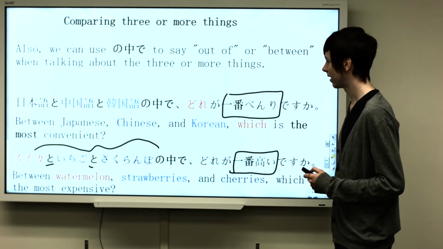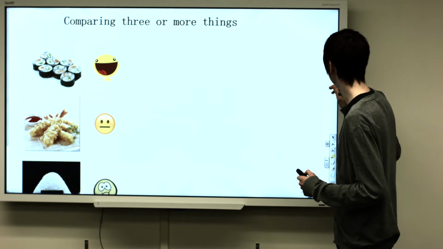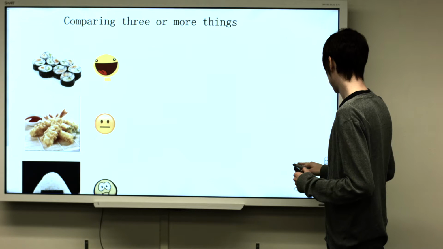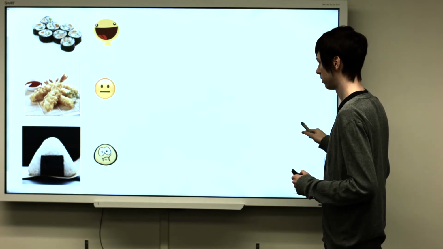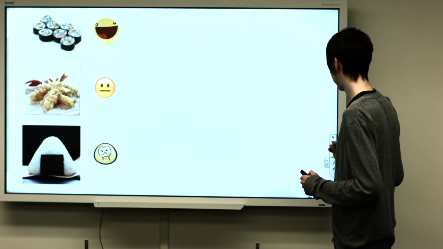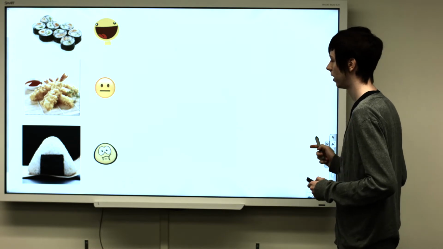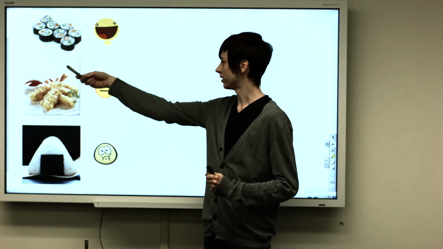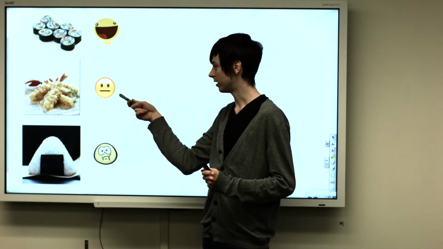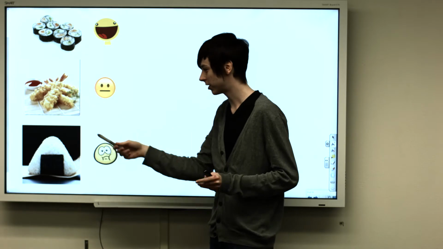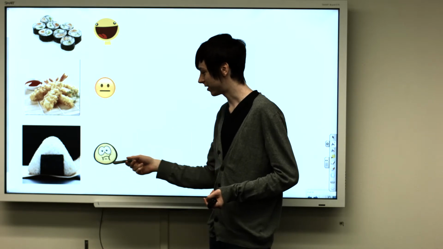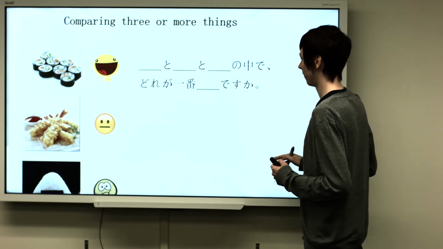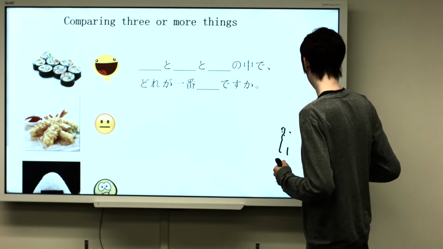Alright, good. So now that we have that, let's try to work on some examples here. So let's look at this little scale that I have here. It looks like this little guy likes sushi a lot. He likes tempura, and it doesn't look like he likes onigiri too much to me. So let's compare.